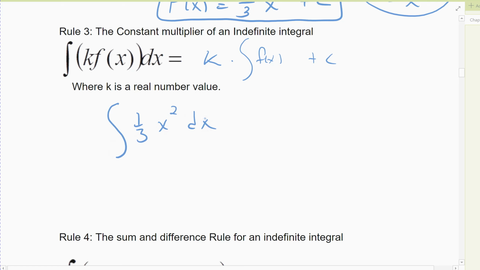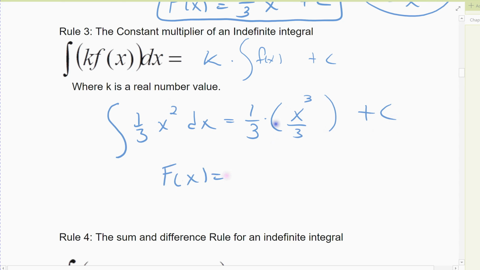1/3 x squared dx. Well, the 1/3 is going to come along, and I take the antiderivative of the x squared part. Well, the antiderivative of x squared would be x to the 3rd divided by 3, right? I add 1 to my power. That's where the 3 comes from. And then I divide by that because I'm undoing the power rule. And then don't forget there's that plus c at the end.